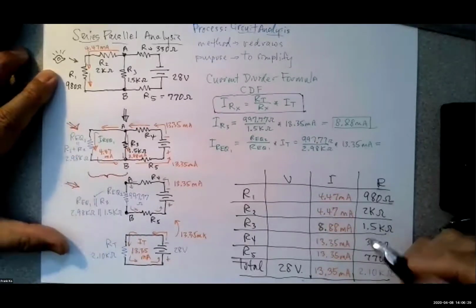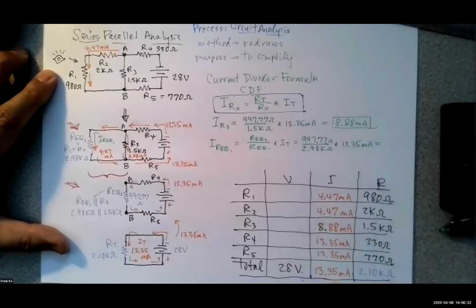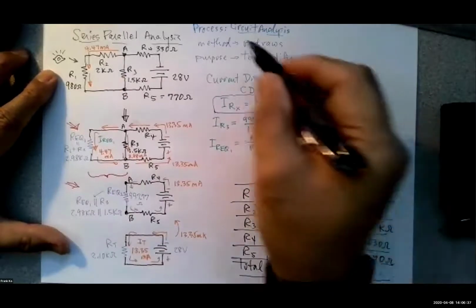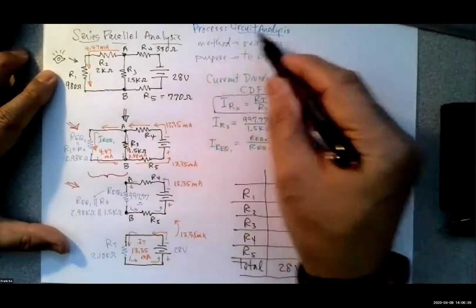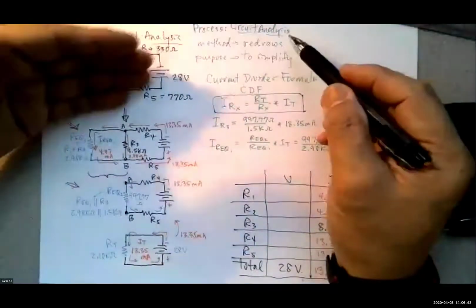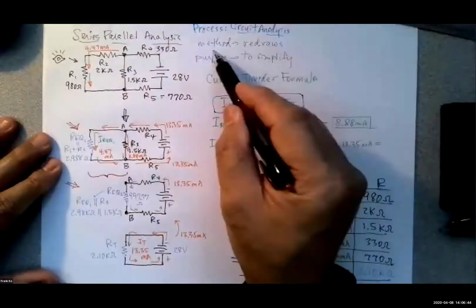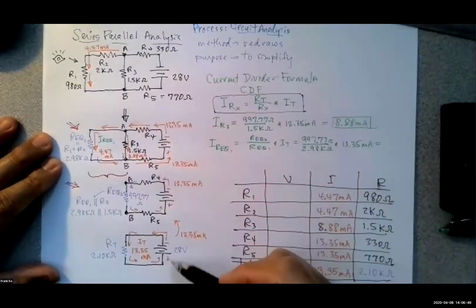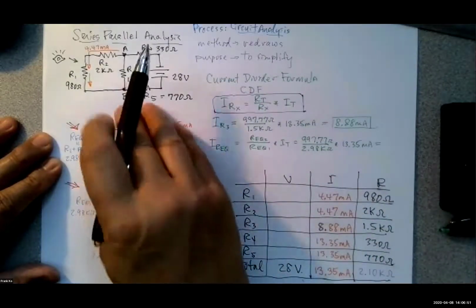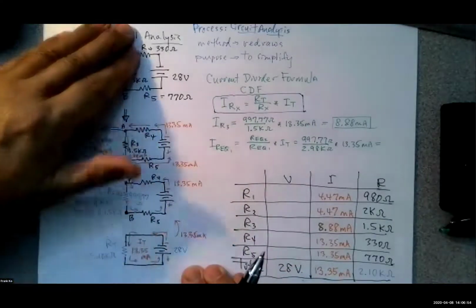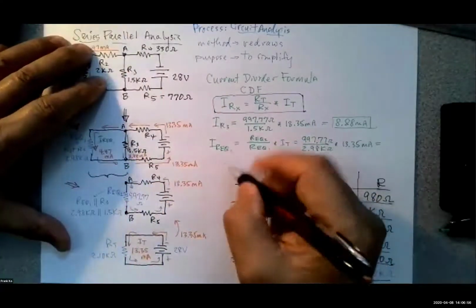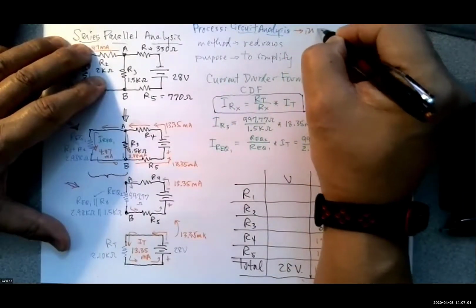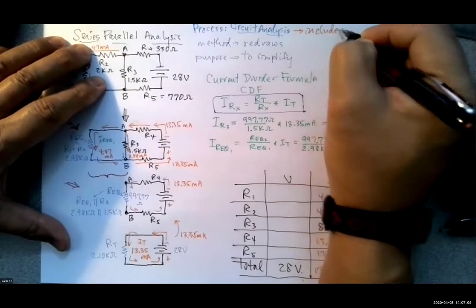So guess what, my friends? You have filled in an entire column of current just by doing current analysis. The process is called circuit analysis. We employed a number of techniques. We used redraws as the method, and the purpose was to simplify. We did the simplification, and now we're taking the information back up. The information we take back up in this case is current analysis. So we want to add that to our process. It includes current.